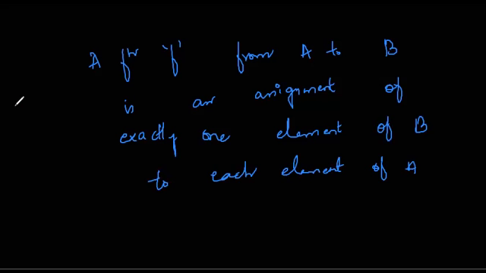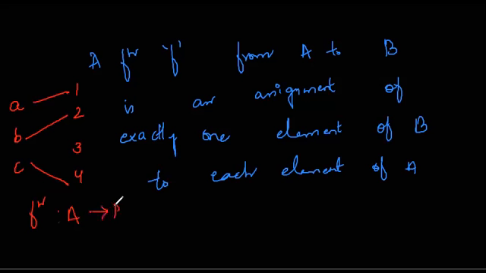Suppose we have a set A with elements a, b, c and a set B with the elements 1, 2, 3, 4. If a is mapped to 1, b is mapped to 2 and c is mapped to 4, then this is a function from the set A to set B.